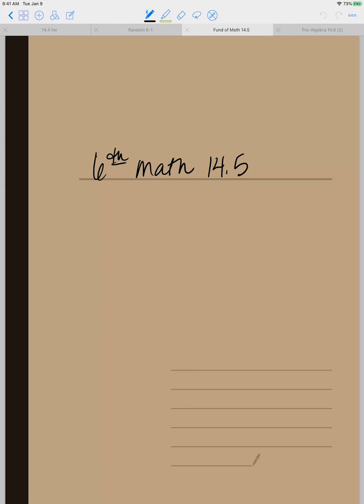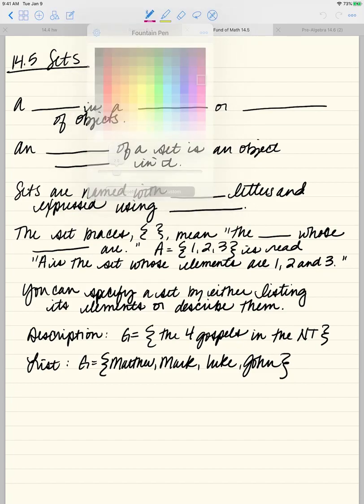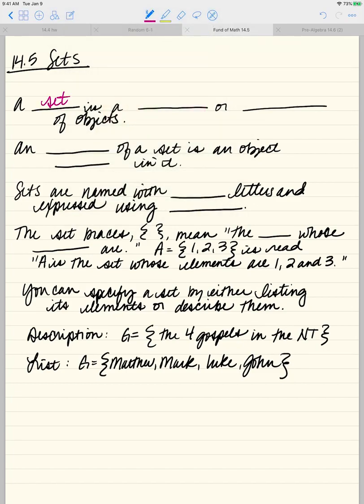Any group of objects, from a group of students to a collection of furniture or art or stamps or baseball caps, forms a set. Okay, so start off with a definition. A set is a collection or group of objects. An element of a set is an object that is contained in the set. So the objects that are contained inside of a set we call elements.